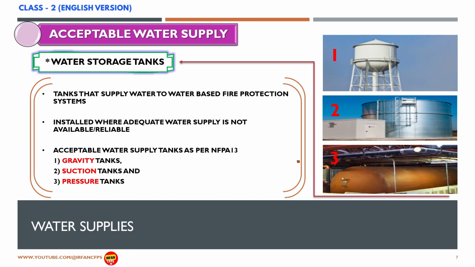Pressure tanks contain both water and air under pressure. When a system is actuated, the pressurized air pushes the water out of the tank. Because of this, a sufficient capacity of air must be available to discharge the water from the tank at the necessary rate. This is rarely used.